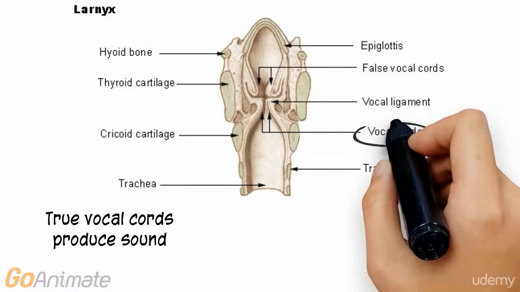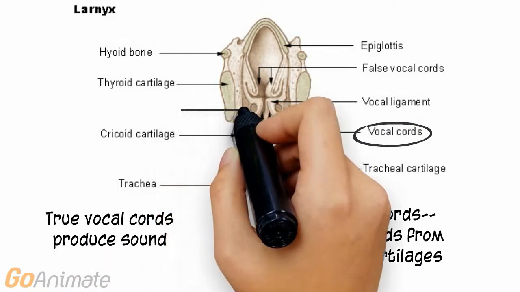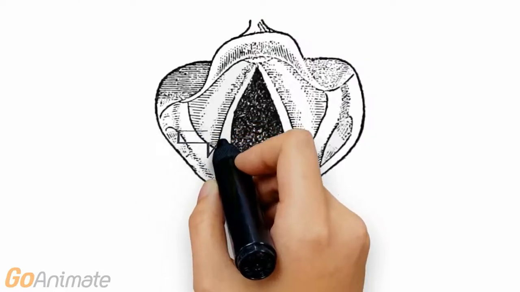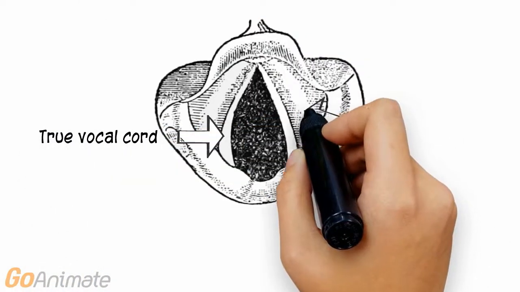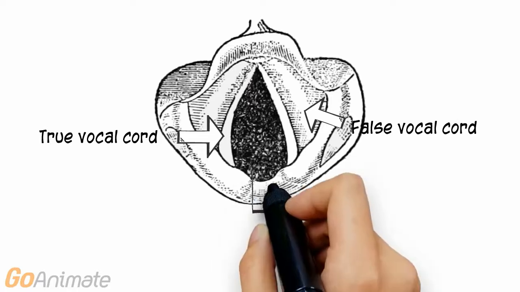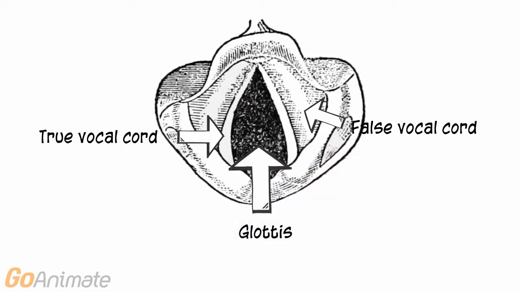We can also see the vocal cords. The true vocal cords produce sounds. The false vocal cords or vestibular folds are membranes extending from the arytenoid cartilages. Here is a close-up of the vocal cords. We can see the true and false vocal cords along with a triangular space called the glottis, which forms when the vocal cords are relaxed.